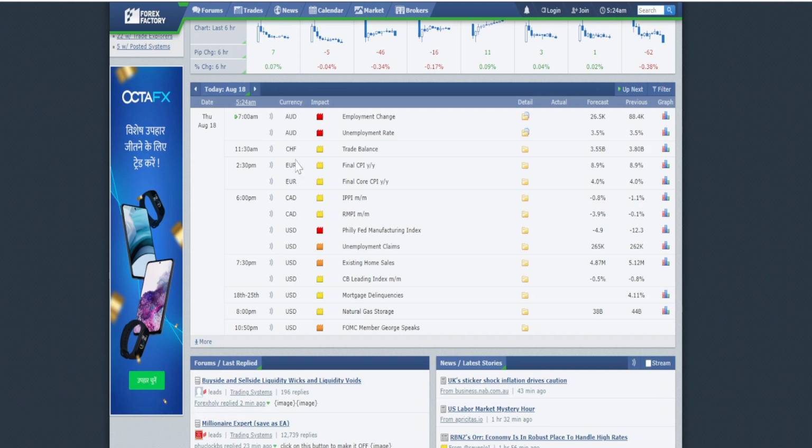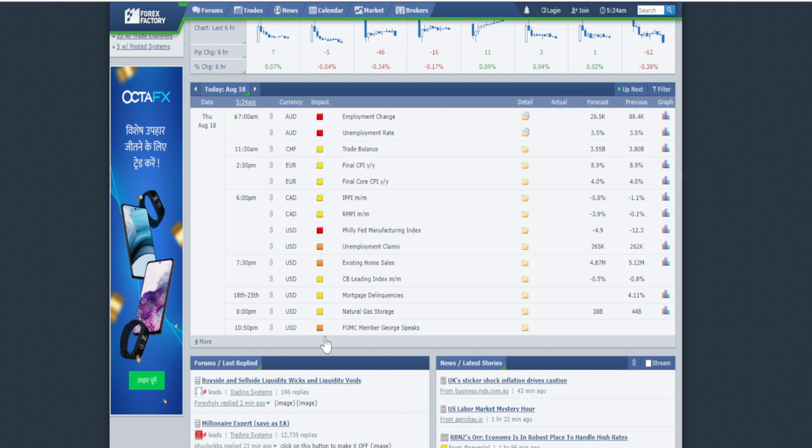First, let us look at the economic events calendar for today. At 7 AM, we have high impact news planned for Australian dollar related currency pairs. And at 6 PM, we have high impact news planned for US dollar related currency pairs, followed by medium impact news. And at 7:30 PM, we have again medium impact news for US dollar related currency pairs. Then at 10:30 PM, we have medium impact news for US dollar related currency pairs. So I request you to plan your trades based on this news calendar.